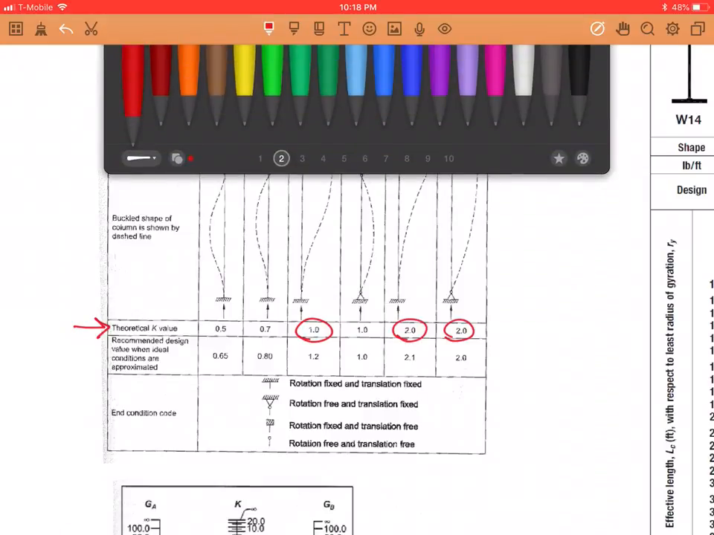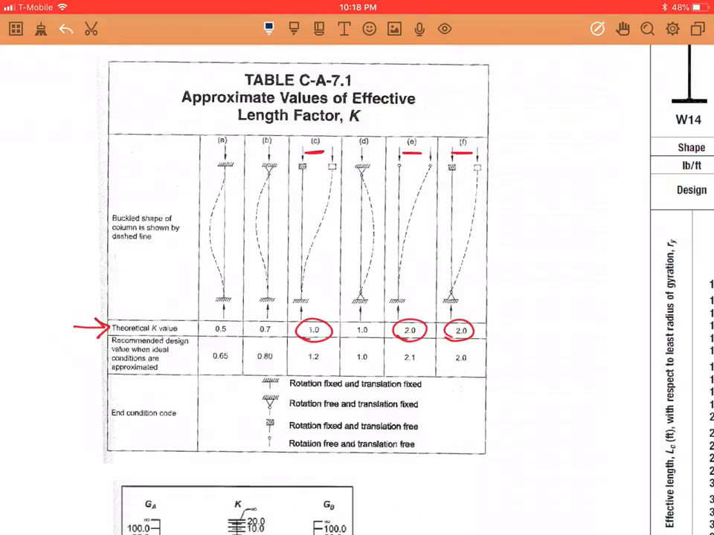And then we might also take a look at and note that AISC also gives us a recommended design value when the ideal conditions are approximated. So in other words, we don't have a true fictitious pin support, but for case F, we're saying we do, right? This sort of fictitious pin support located here with the lateral sidesway as shown here.